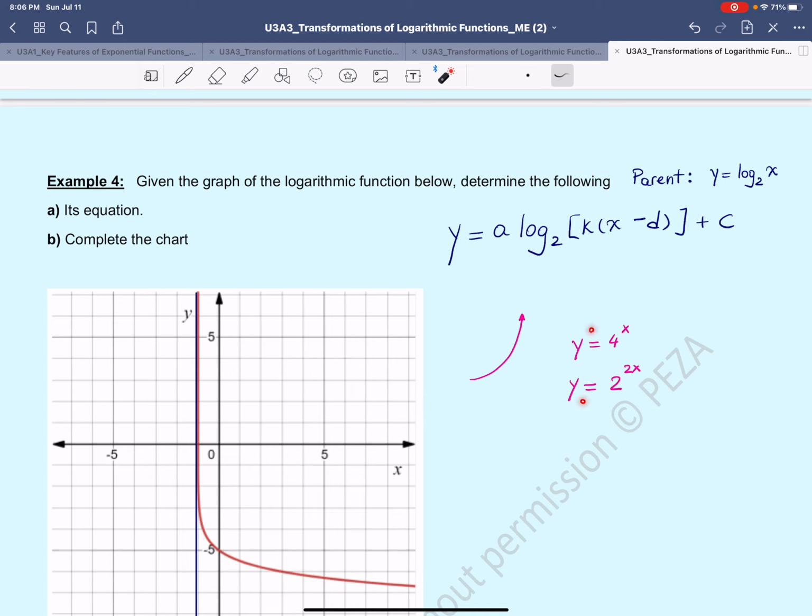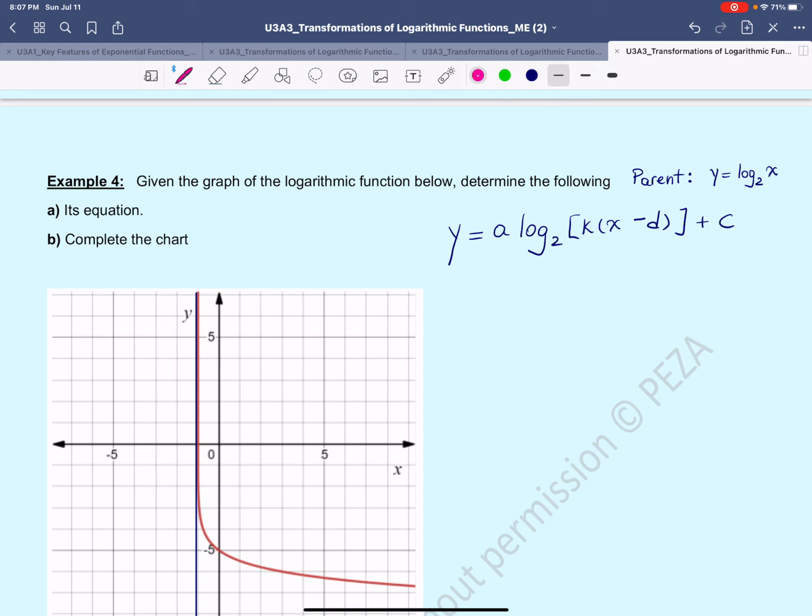However, both these two functions will be described by the same graph, and that's due to the fact that 4 to the power of x equals 2 to the power of 2x. The same thing, or a similar thing, will happen with logarithmic functions due to the connection that they have together. So when we find the equation of a logarithmic function, we're not just finding the equation, we are finding an equation, I would say. So let's get started with finding the actual equation.